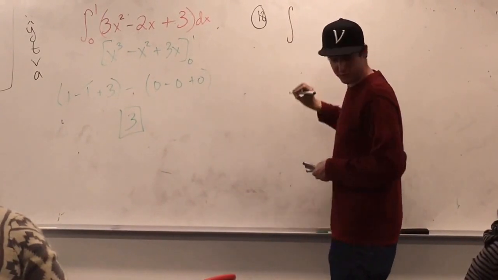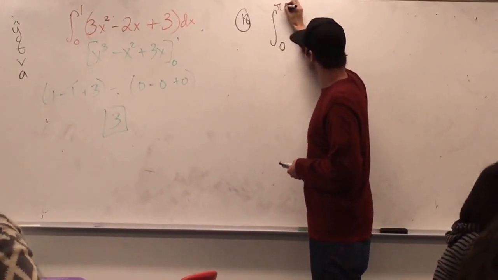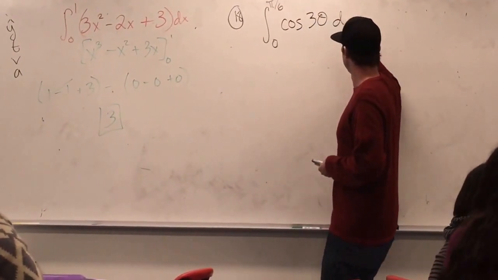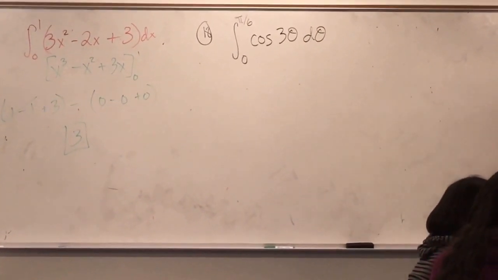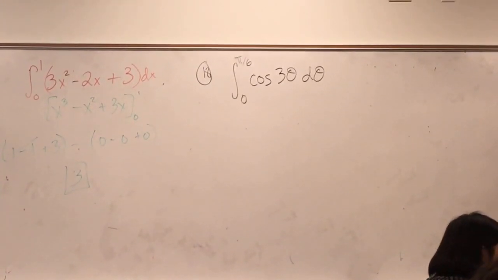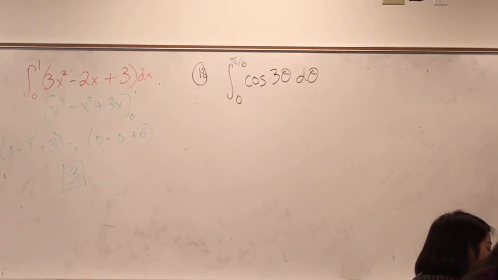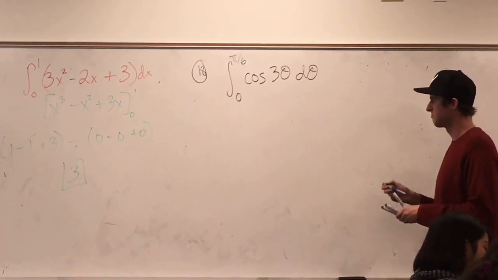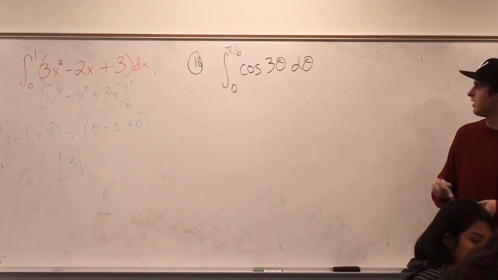Number 18. The integral from 0 to pi over 6 of cosine of 3 theta d theta. Everyone in this class should be able to get this question right. The majority of people in this class are very scared of trig. You don't need a calculator because most of you have your trig tables memorized, or can figure them out. It's possible if you think about it.